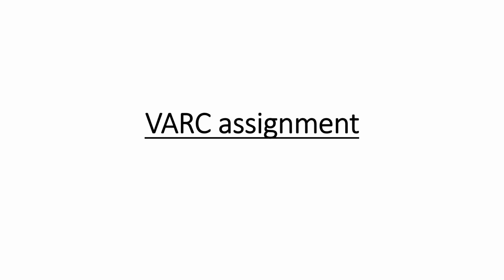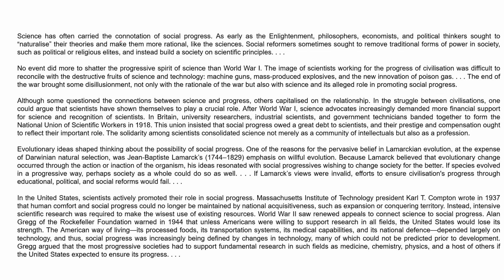So let's take a look at the first passage. Science has often carried the connotation of social progress. As early as the Enlightenment, philosophers, economists, and political thinkers sought to naturalize their theories and make them more rational, like the sciences. Social reformers sometimes sought to remove traditional forms of power in society, such as political or religious elites, and instead build a society on scientific principles.